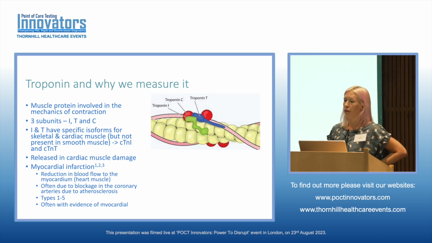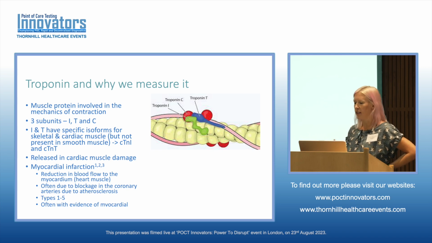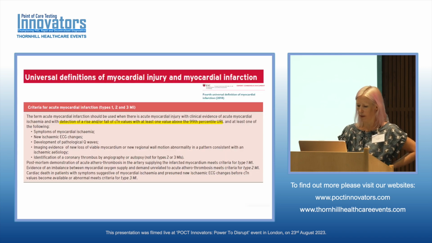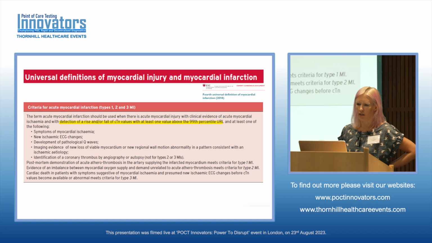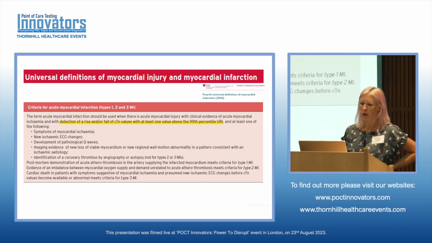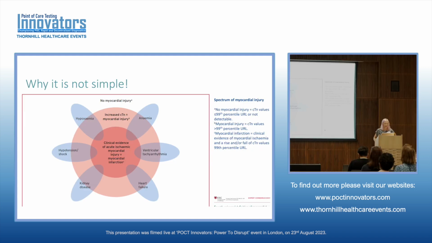There are 5 definitions or types of MI, which you can find in the major guidelines. Often alongside that, you've got clinical evidence of myocardial ischemia. We're now on to the 4th universal definition of myocardial injury and myocardial infarction, and these require, hopefully it's big enough for you to see, an elevation of troponin or a fall with at least one value above the 99th centile alongside ECG or other imaging evidence.